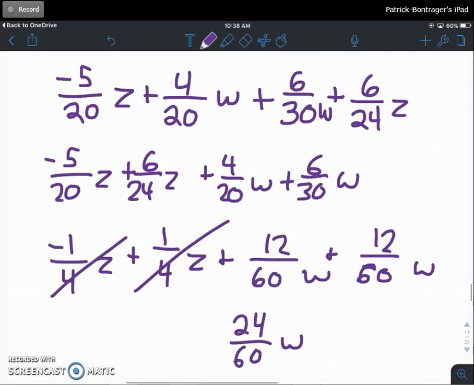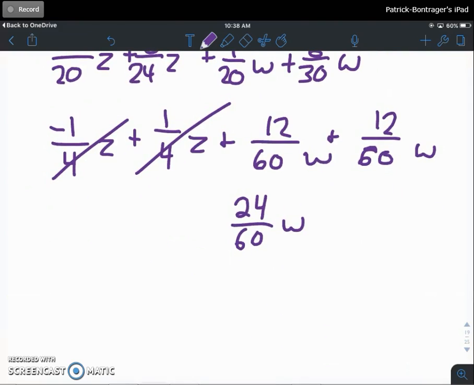And then I need to reduce. What goes into 24 and 60? I know 12 does. 12 goes into 24 twice, so it's 2. 12 goes into 60 5 times, so it's 2/5 W would be my answer.